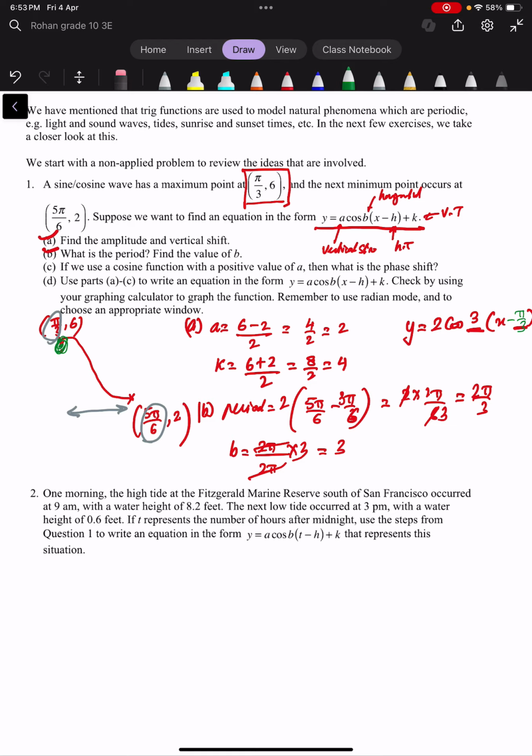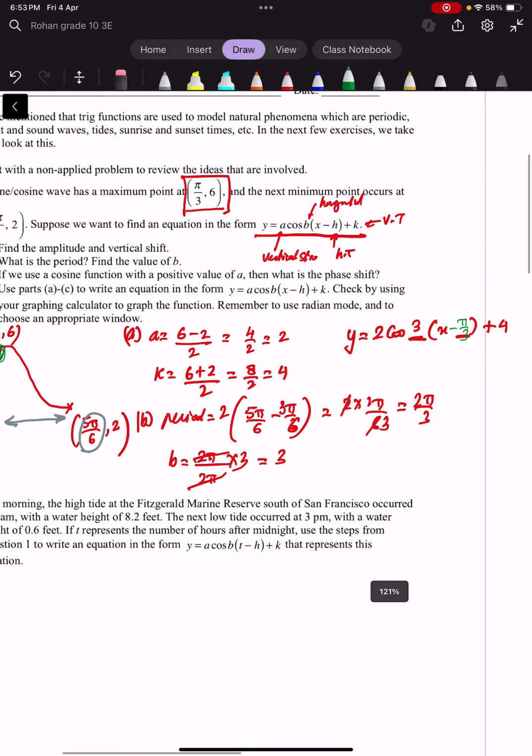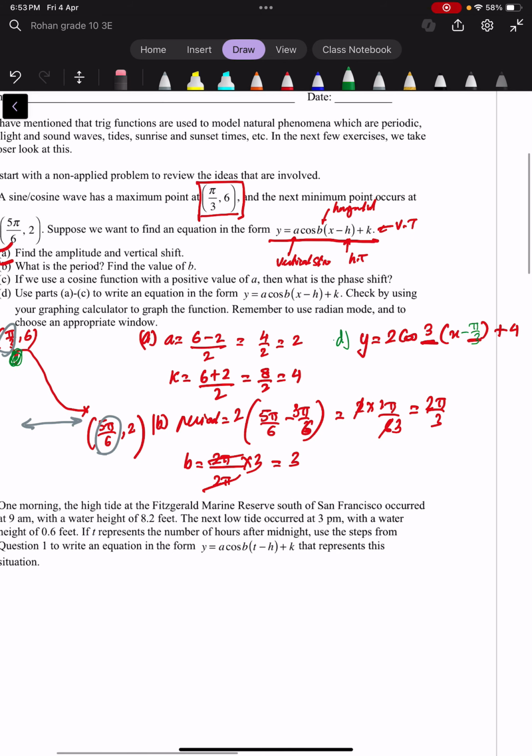Use your parts A to C to write the equation in the form y equals. We wrote this equation already. That's your part D. Check by using a graphing calculator to graph the function. Remember to use radian mode. You understood how to do this?